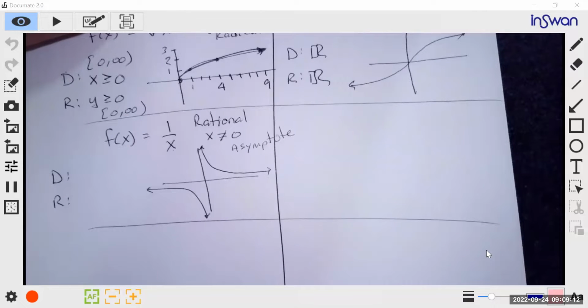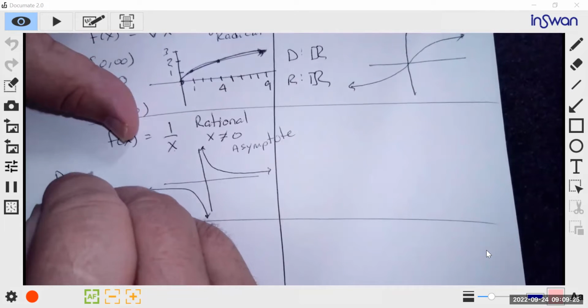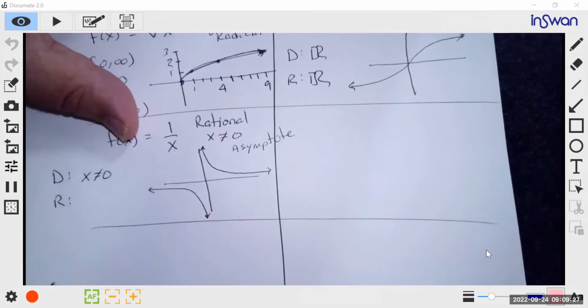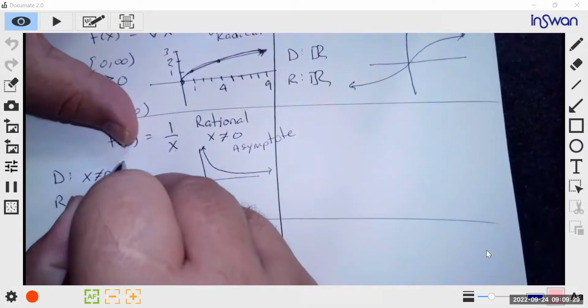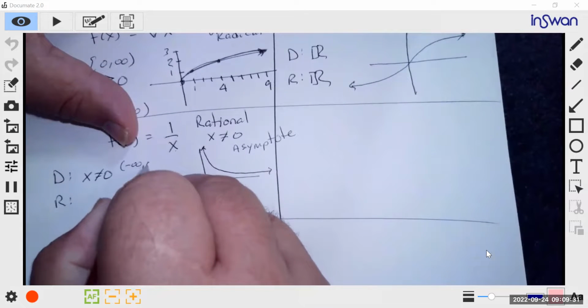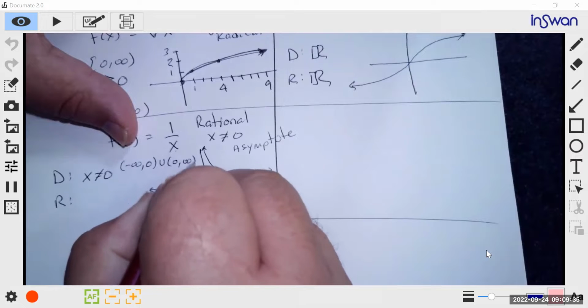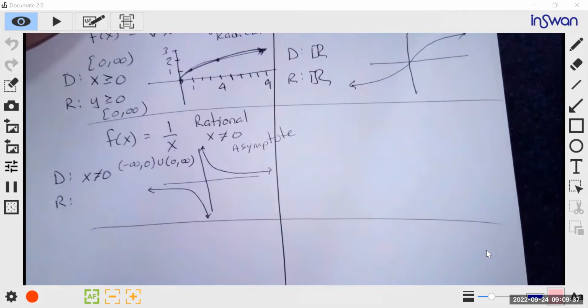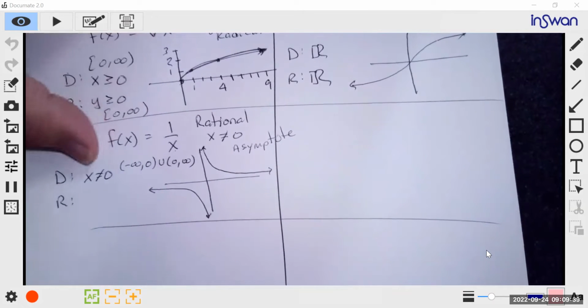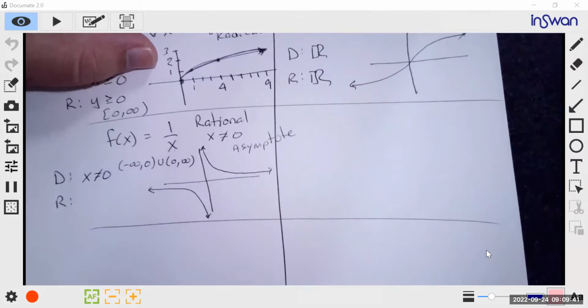What's my domain? To 0. Yeah, you can say that just x cannot equal 0. Or if you want to do that, you can go negative infinity to 0, union 0 to positive infinity. You could do that. Or you say that x cannot equal 0.